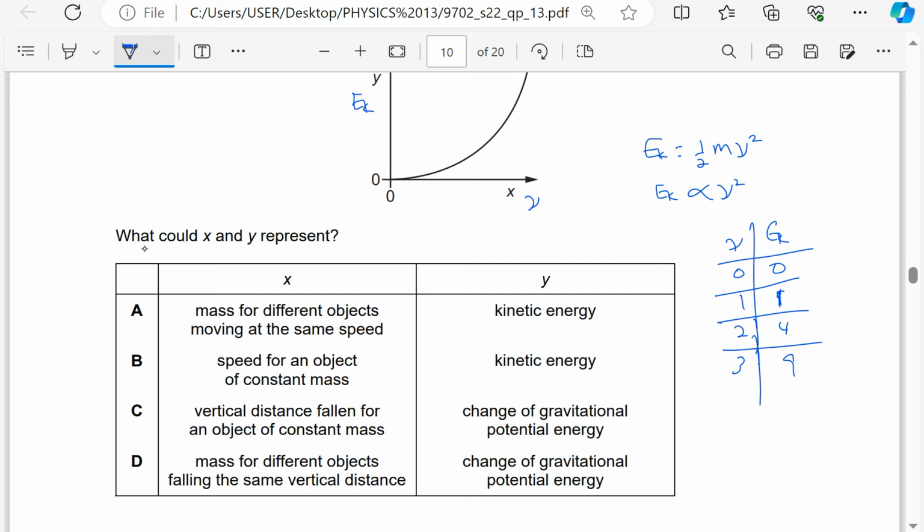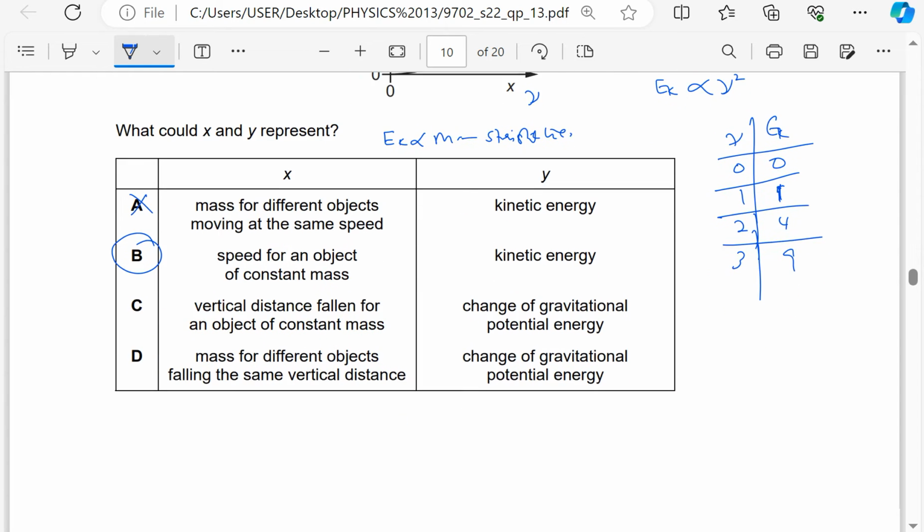If we say mass of different objects moving at the same speed and kinetic energy, we see that kinetic energy is directly proportional to m. That means this will be a straight line. If x was mass and y is kinetic energy, this will be a straight line. So A is out. If x is speed at a constant mass and y is kinetic energy, this makes sense. So that is a curve of increasing gradient.